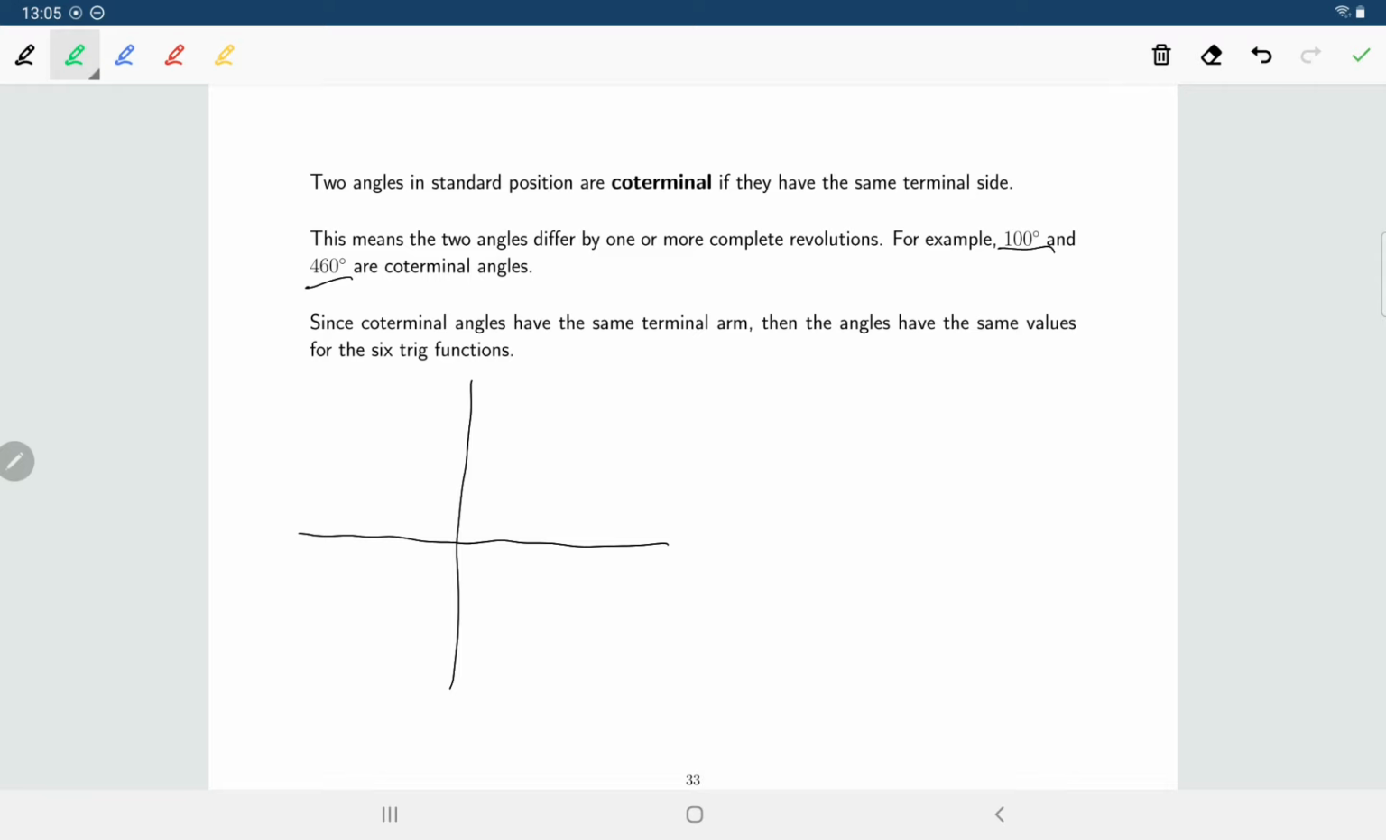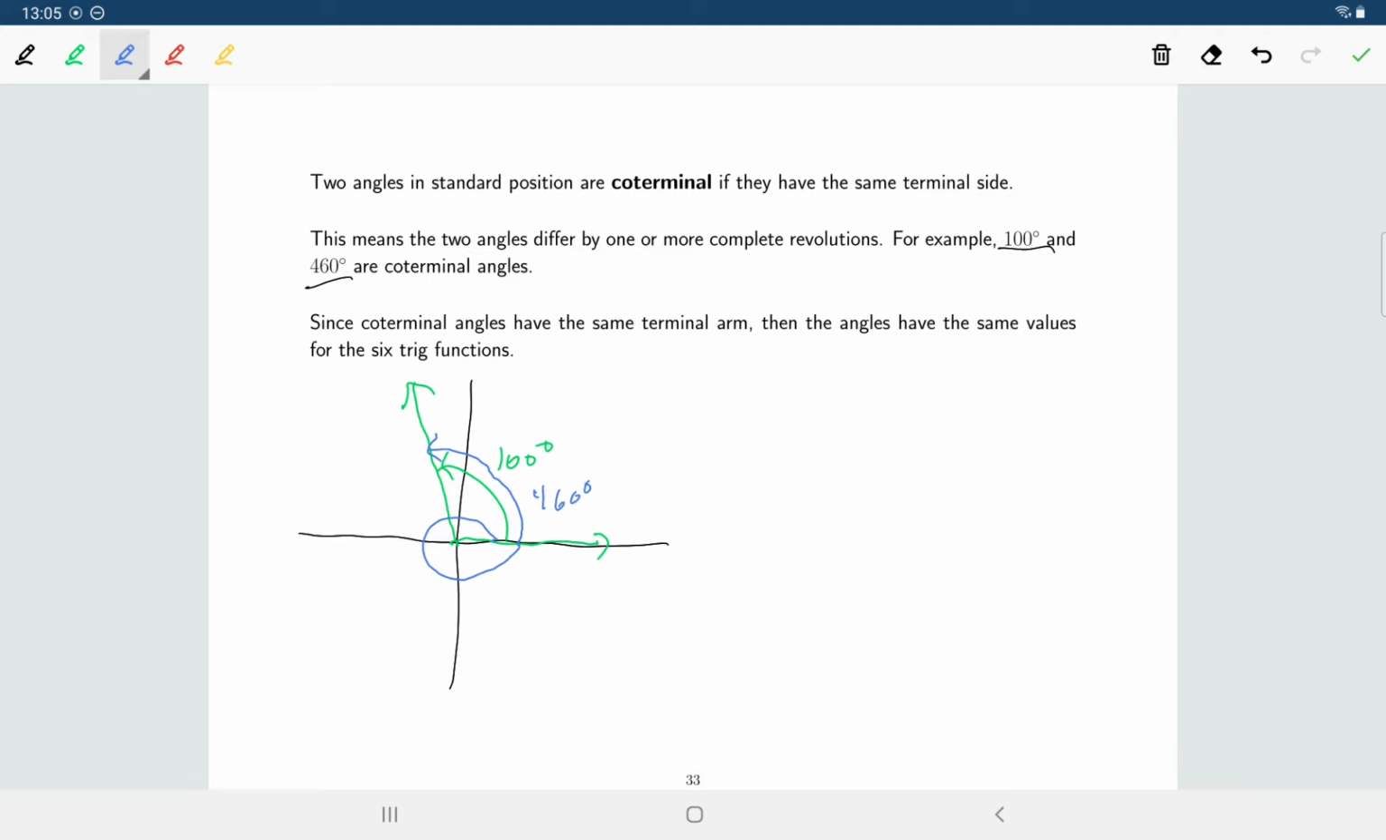because if you're thinking about 100 degrees, that would be starting on the positive x-axis and ending somewhere over here, a little bit past 90 degrees. That would be 100 degrees. But you could also think of it as 460 degrees if you started at the initial side, did one full revolution, that's 360 degrees, and then did another 100 degrees after, that's 460 degrees. So both of these angles have essentially the same terminal side.